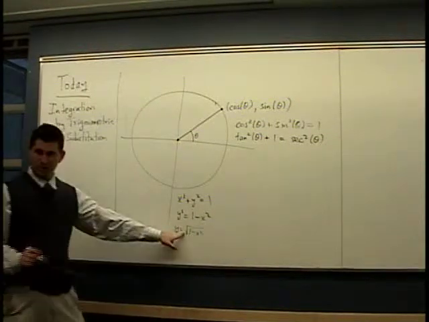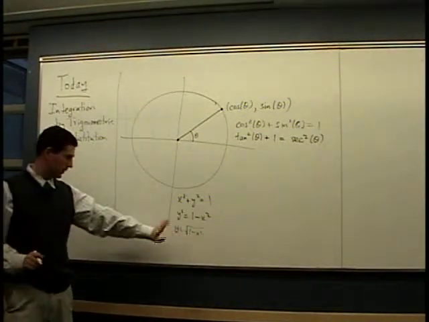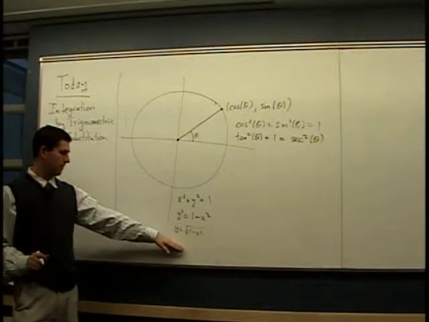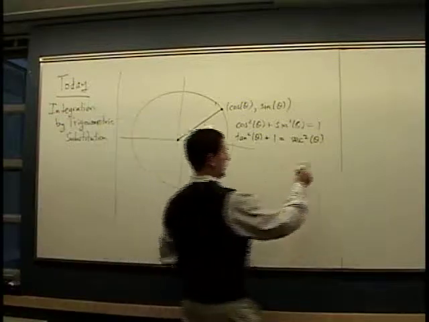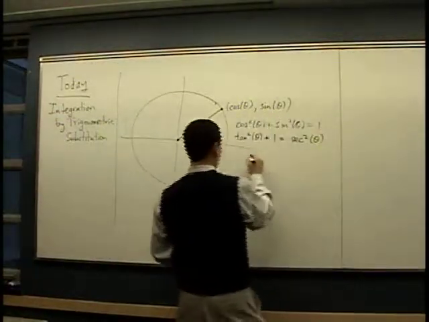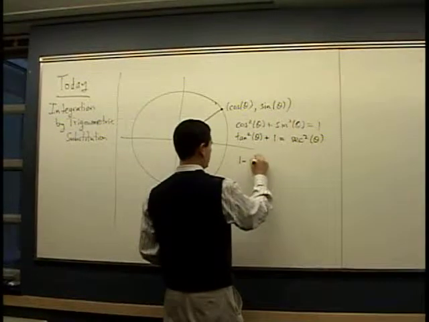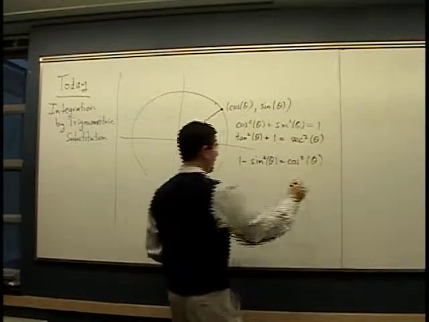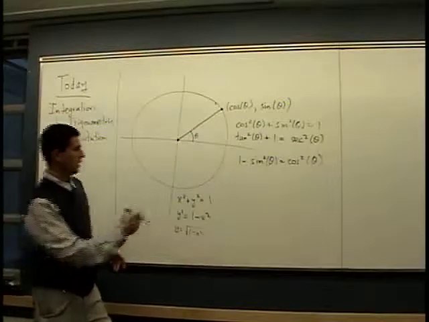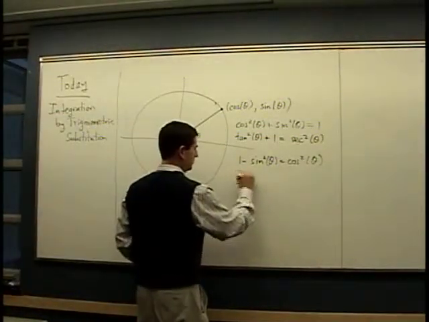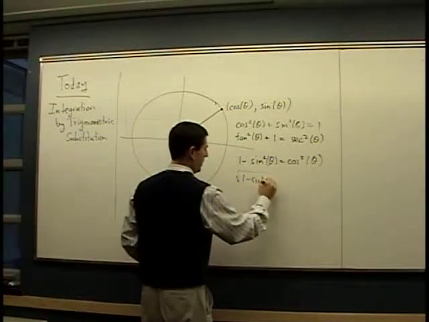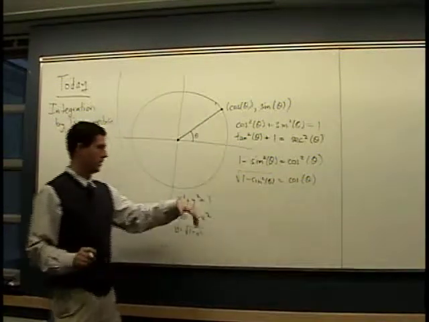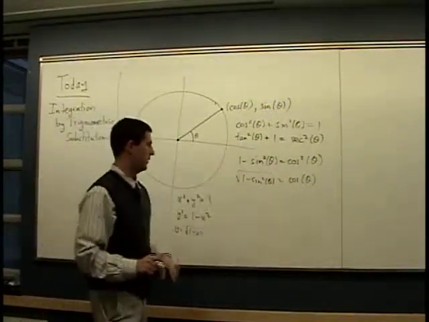Of course, I'm omitting that this should be plus or minus, but let me just look at the positive one for now. And I could also have the same thing over here. I could write 1 minus sine squared theta equals cosine squared theta. And the square root of 1 minus sine squared theta is cosine of theta. Again, we are just taking the positive square root.